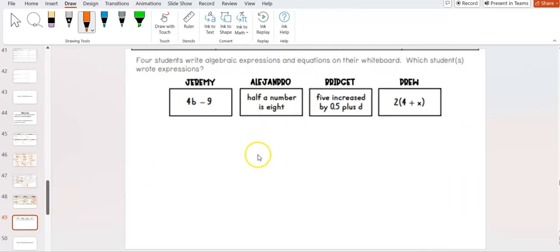Here's a bonus question. It's another one of those 4 students write algebraic expressions and equations. Which students wrote expressions? So you can kind of identify your expressions. I would say, let's see, expressions have no equal sign. So Jeremy did. Oops, there's an "is," so not Alejandro. Increased by plus d. This is an expression, and this is an expression. None of those other ones have equations. And that's it.